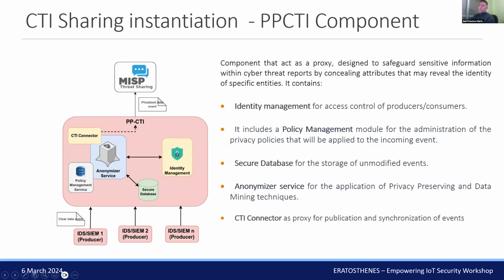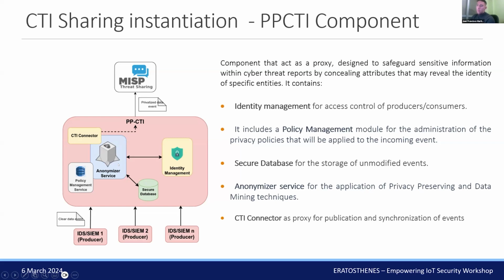So the way this works is that whatever entity is the producer of the alert, it could be a SIEM, it could be an EDS, or whatever entity triggers an alert, will share this alert with our service, and this service will apply some data mining and big data techniques to the data itself, according to policies that these producers have sent as input, and it will post the event with the anonymized information in the MISP platform or wherever the TIP is. So the most important part in this component is the anonymization service.